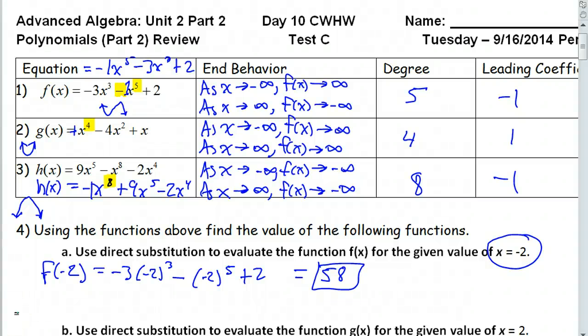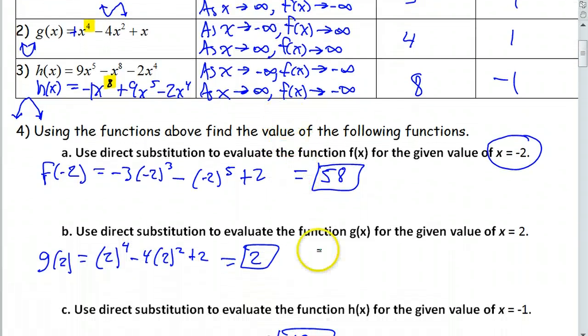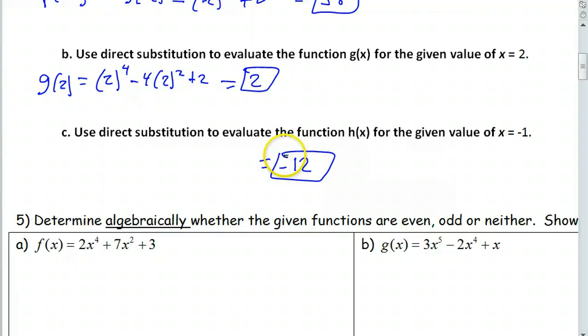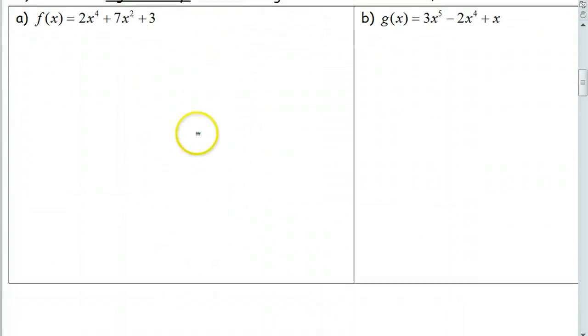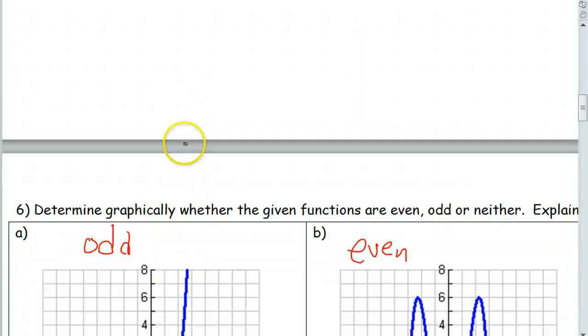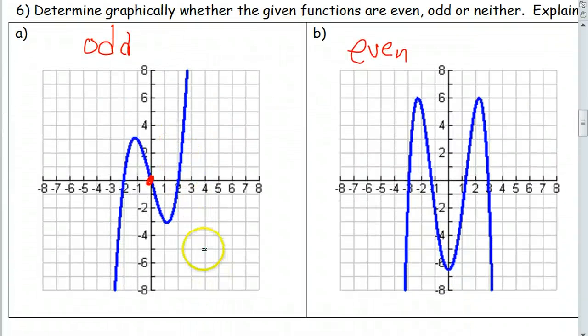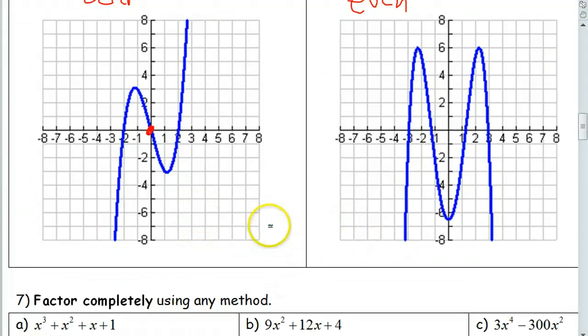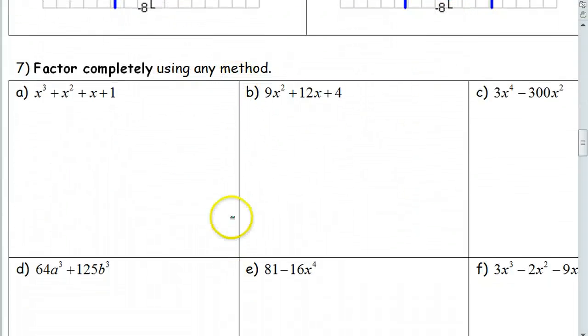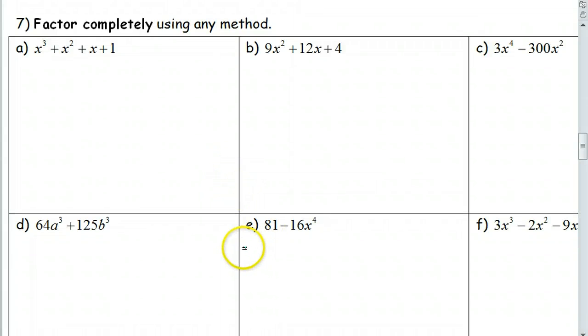All right, this will be part 2 of our review on polynomials. We've already talked about end behavior and direct substitution and determining algebraically if a function is even, odd, or neither. And we talked about graphically knowing if a function is even, odd, or neither, symmetry. That was all in part 1. In this part, we're going to review factoring. So let's start with number 7a.